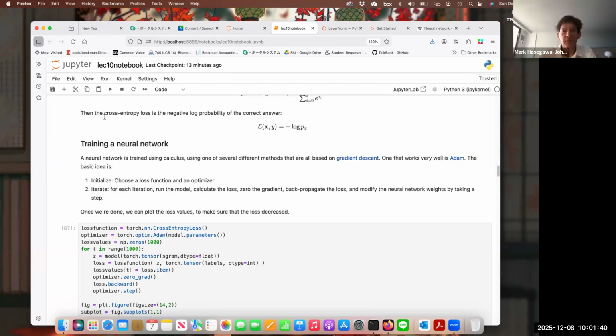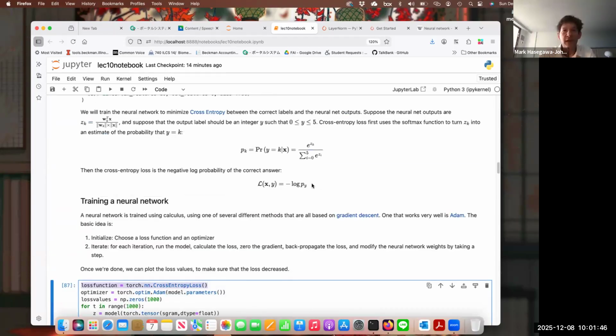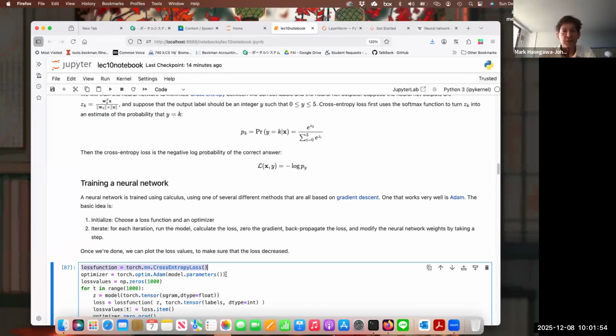We do that by, first of all, choosing a loss function. We'll choose the cross entropy loss. We'll say that we want to maximize the probability of the correct answer. That means we want to minimize this cross entropy. Second, we'll choose an optimizer. The optimizer performs a form of gradient descent. Gradient descent is this kind of operation.